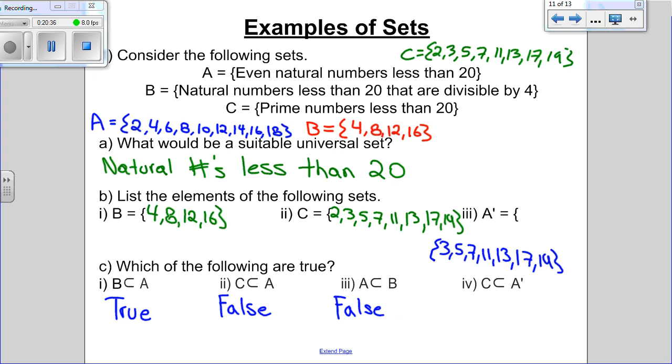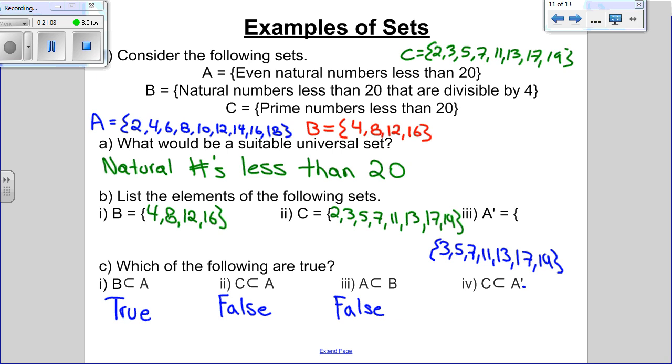The fourth one. This one's a little trickier. This says everything in C is a subset of everything that's not in A. That's A complement. So everything that's not in A. What are all the things that are not in A? Well, we wrote that right here. Right? These are all the things that are not in A. 3, 5, 7, 11, 13, 17, and 19 are not in A.